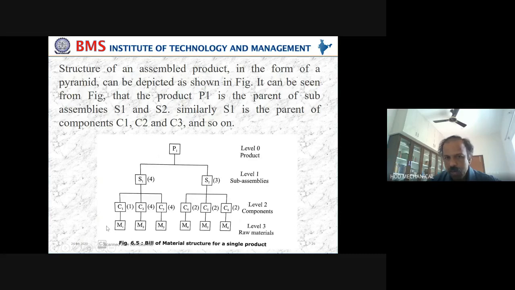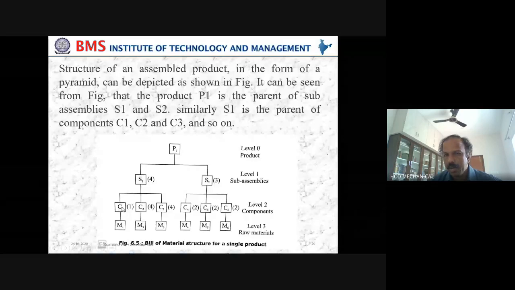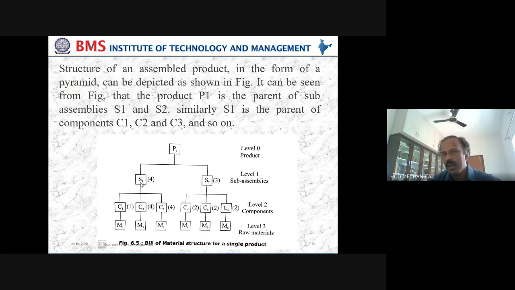Now, what are you going to work out? You are going to work out, at this last stage, how many raw materials are going to be required for each of the components. Then you obtain this component. So you make the combination of 1, 4, and 4, and then you will get 1 S1. Then 4 of this S1 will make up a part of this P. This is what is called the bill of material for a single product.